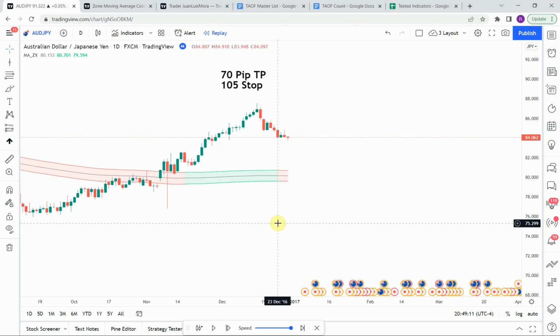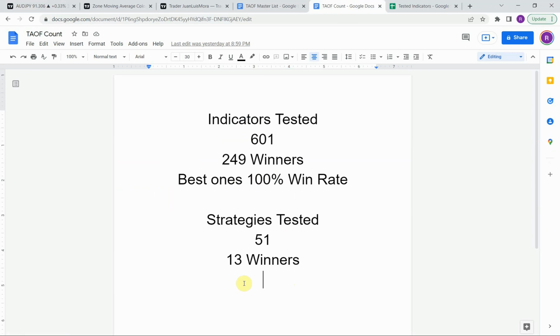Alright, as I said, today we will be testing the zone moving average color direction detection indicator. Before we do though, I wanted to put the testing scoreboard up for everyone to see. So to date, we have tested a total of 51 different strategies, with 13 of them being profitable. We've also tested a total of 601 indicators, with 249 of them being winners. The best ones so far were able to achieve a 100% win rate.